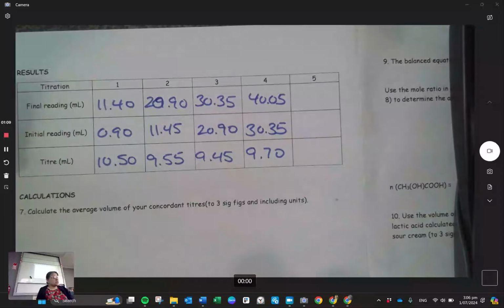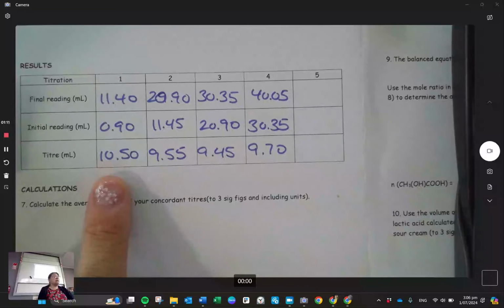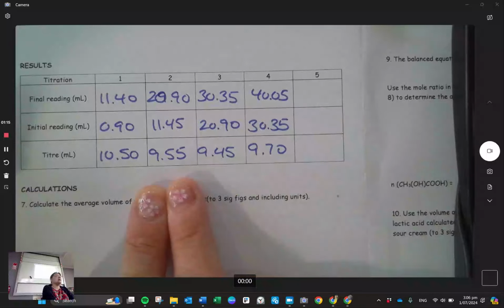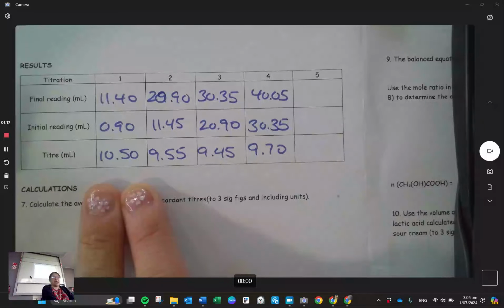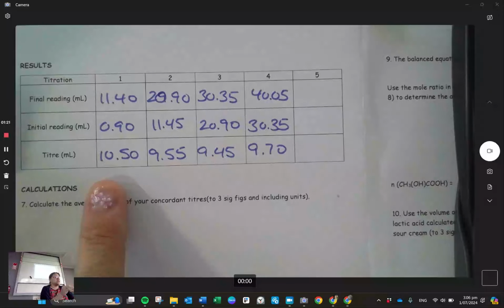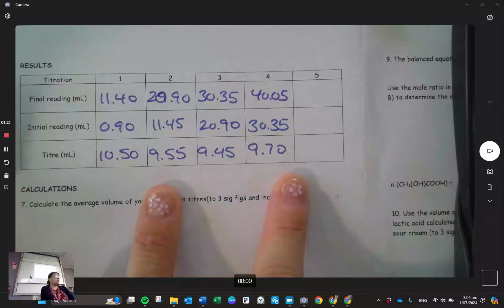When I'm looking at this real quick, it probably makes sense to eliminate my highest value because I can see that the other ones are all sitting around 9, and this is 10.5. The other reason why I'm going to exclude this one is because I can see that this one here is my rough titration. This is the first one I did to get a rough ballpark of what I'm working with, and then after that I did things a lot more accurately.